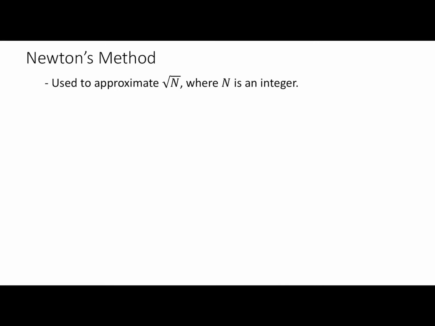All right, so our last topic this semester is Newton's method, which is used to approximate the square root of an integer. I would encourage you to Google Newton's method animation, maybe, to find something that shows you how when you apply Newton's method over and over again, it gets you a closer and closer approximation to the square root of n. Here, I'm just going to show you what the process is.